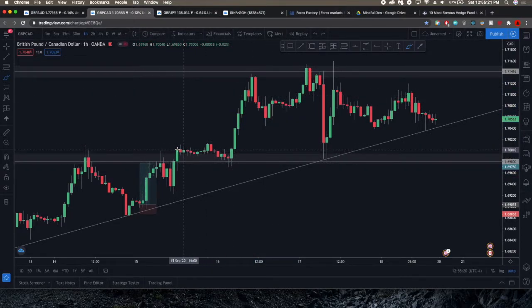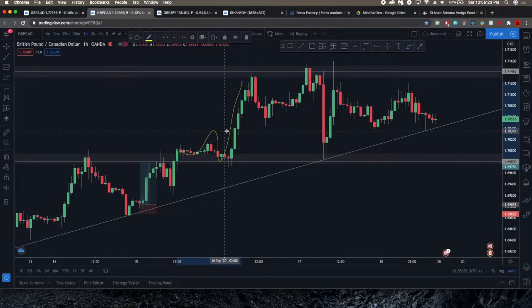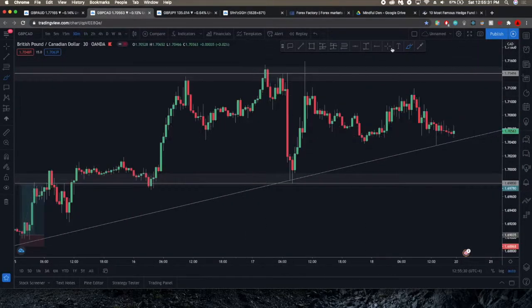I had it as this. I didn't have it right at 800, but I did something like this. But 1.69800 was a valid support. So if you go into the time frames, London Open liquidity grab, right?